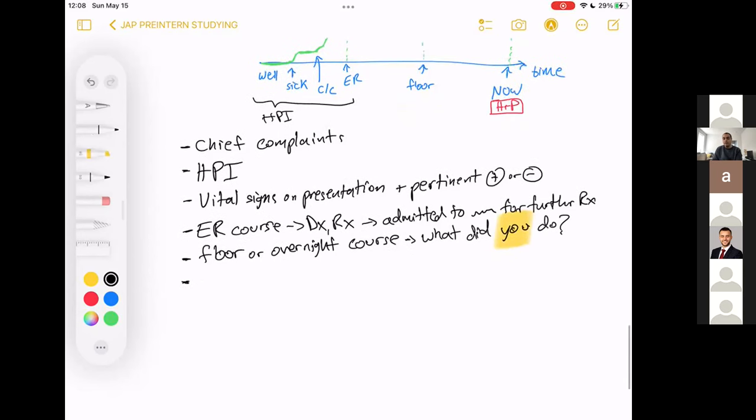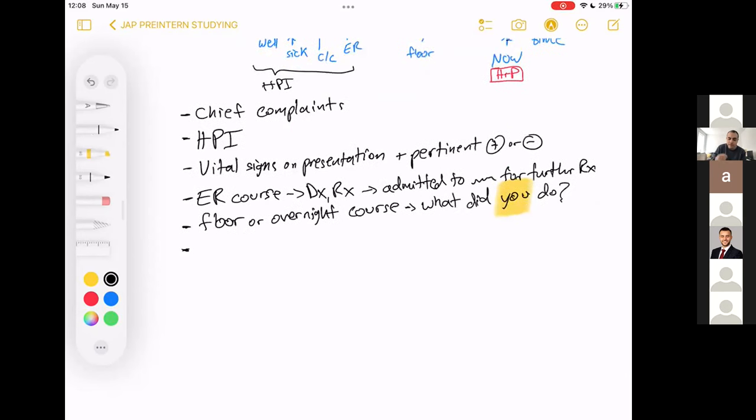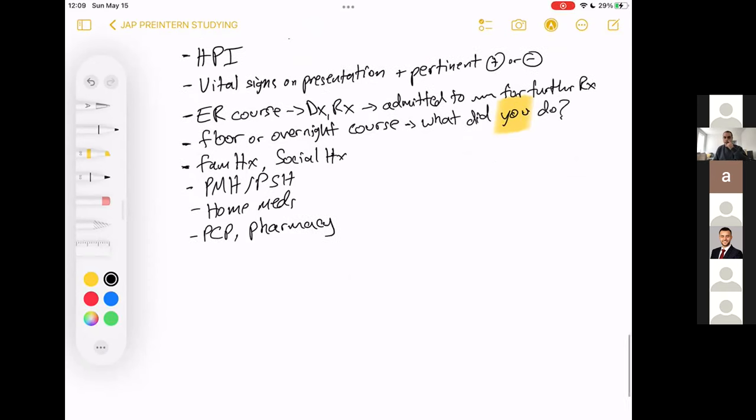After you write all that, now that you got the patient to now, where you're writing the HNP, then you can write their ancillary history. You can write their family history, their social history, the past medical history and past surgical history. The home medications, don't forget to write them down. A lot of these things, they will just pull them in for you. Some people like to write the PCP of the patient, the name of the PCP and what pharmacy the patient is using, just to keep track of these things, okay? So that's the HNP story, okay?